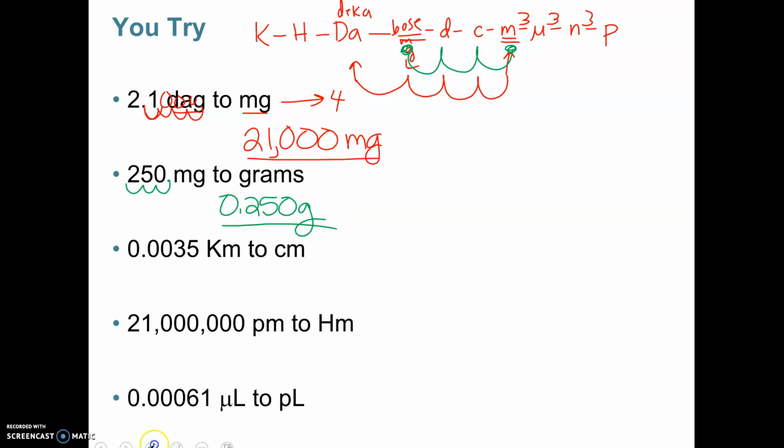Let's look at our third one. Kilometers to centimeters. All right, let me get a different color. So here's kilometer. Here is centimeters. So we're going to be moving the decimal place to the right. Now we count how many jumps to the right. 1, 2, 3, 4, 5 to go from K to C. So we're going to go 5 places to the right. 1, 2, 3, 4, and 1 more. Our answer is going to be 350 centimeters.